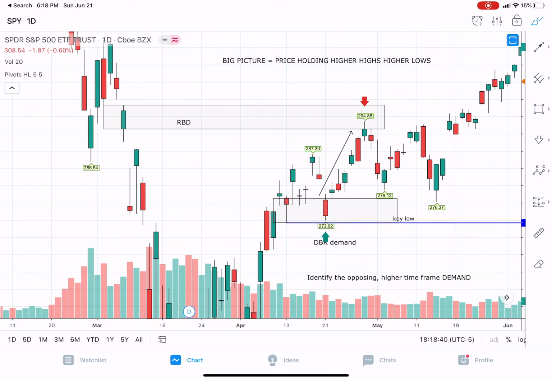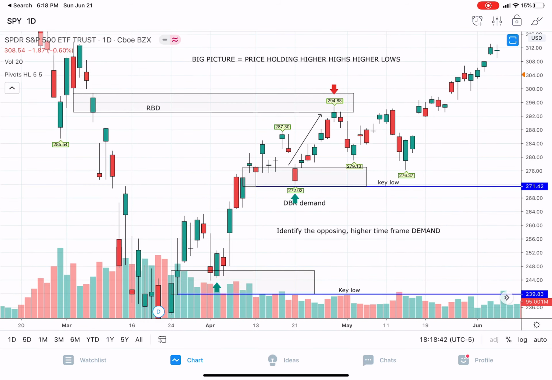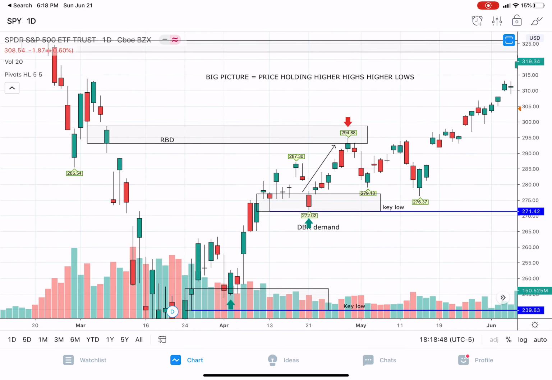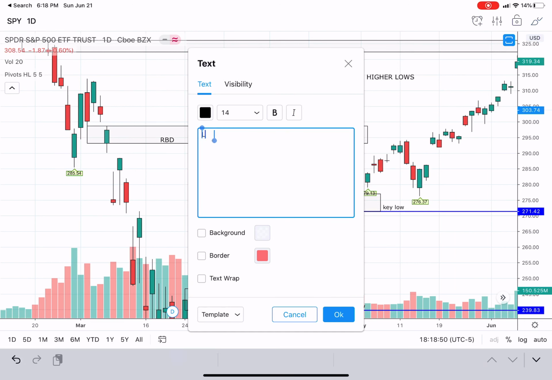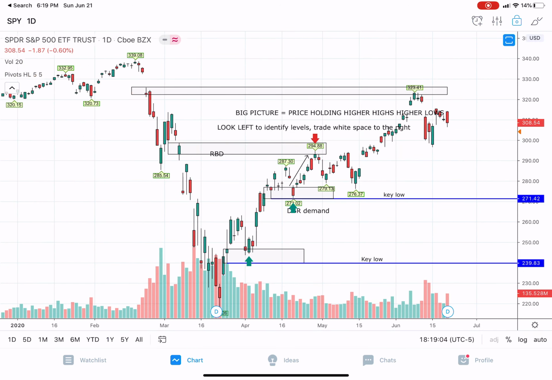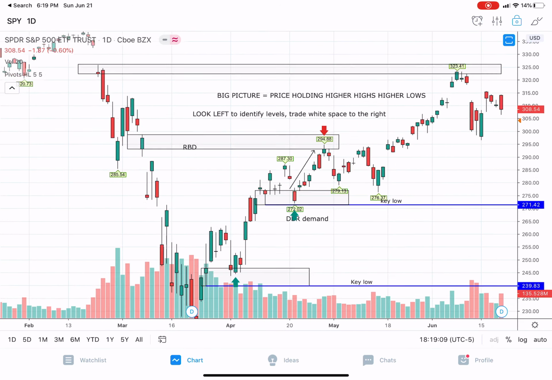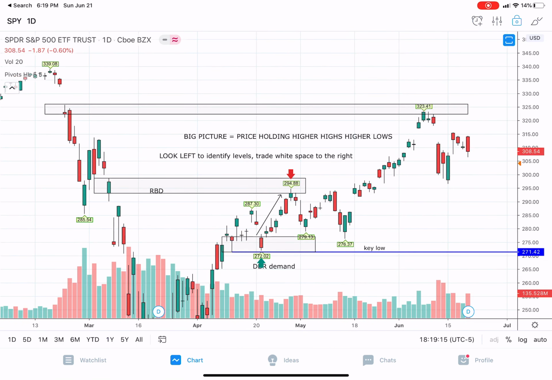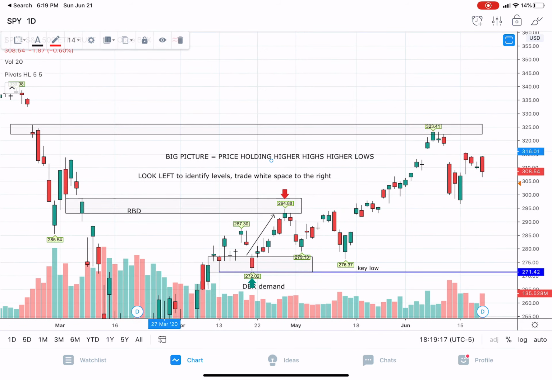So we want to, let me make some notes here. We want to, this is really important. You want to look left to identify levels, trade white space to the right. So in order to identify levels, we want to be looking on the left side of the chart. So all this, we want to be looking at the left side over here to be identifying where we can see potential turning points in the market. So let me move my notes up.